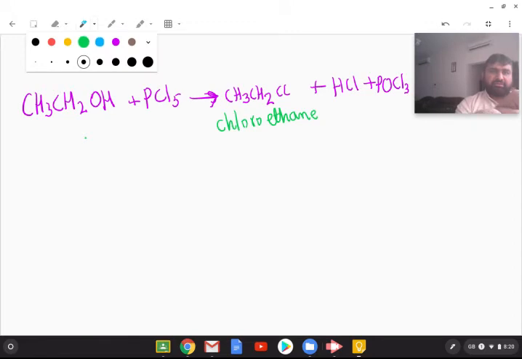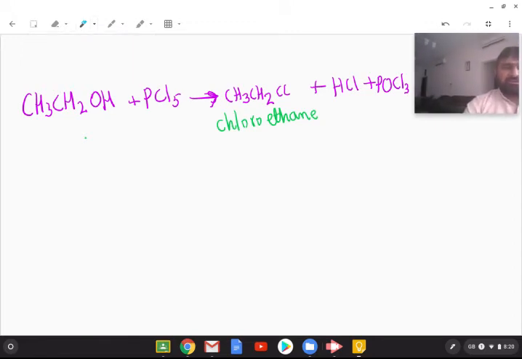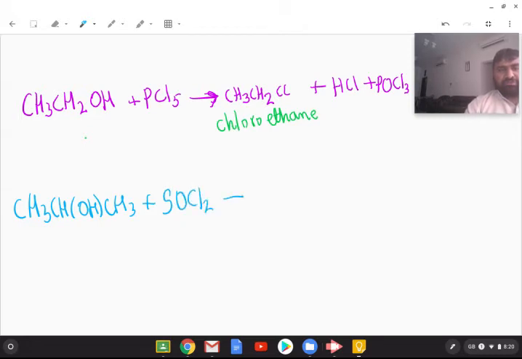Another chlorinating agent we can deal with. Let's talk about this one. CH3, CHOH, and CH3. This compound is called 2-propanol. Okay, I'm going to react it with SOCl2. Now, SOCl2 is another chlorinating agent. The chlorinating agent means the OH is replaced by chlorine.